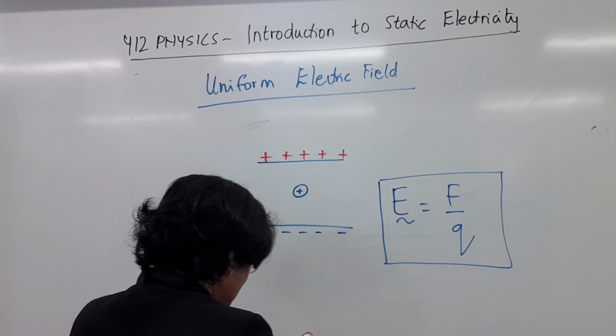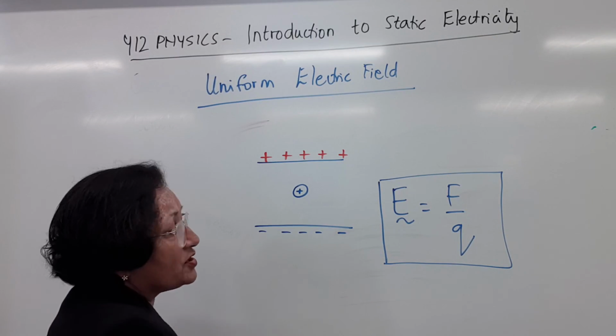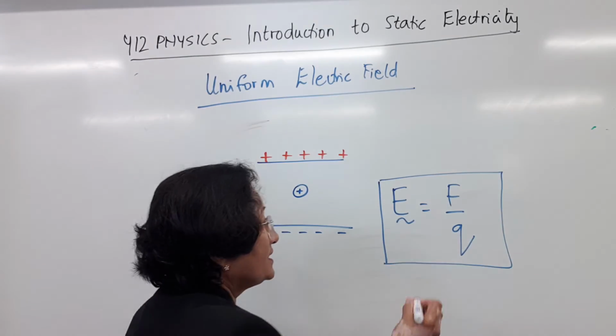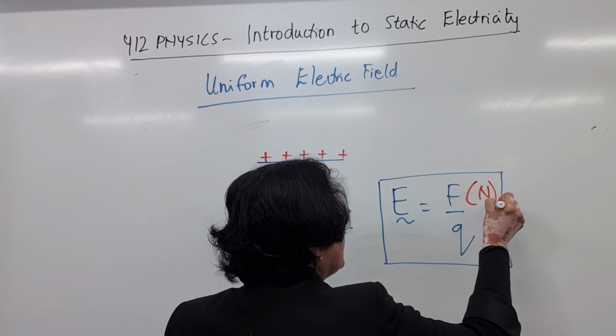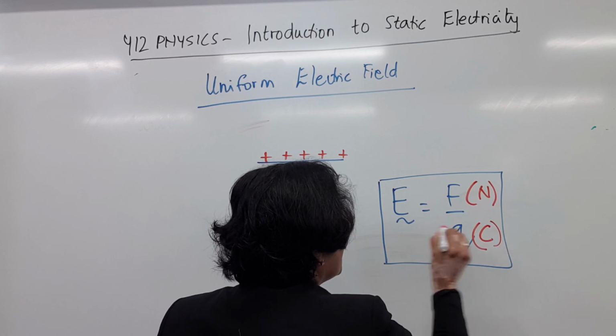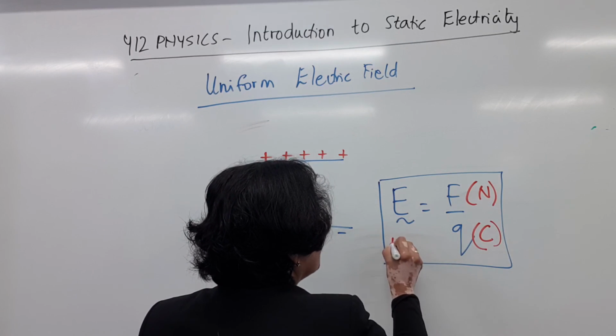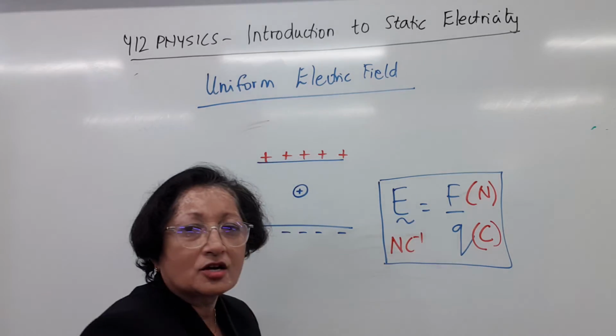Now, because we have this formula as well, there's one more possible unit for electric field strength. Force is measured in newtons, charge is measured in coulomb. So another unit for electric field strength is newtons per coulomb.